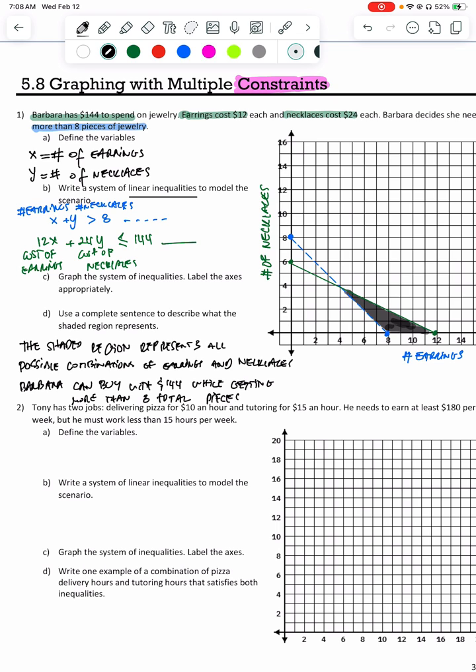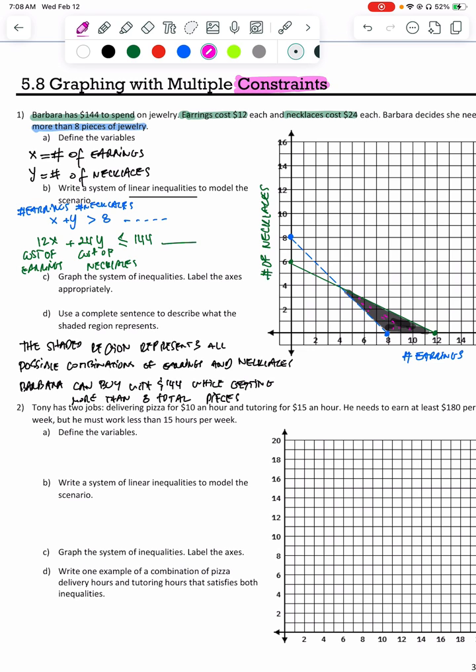Because that's what she wanted, right? She wanted more than eight pieces, and she could only afford $144. So if you want that to happen, you want to basically find any point here that would satisfy these two conditions, any point in this darker shaded region. Okay, so this is how constraints work.